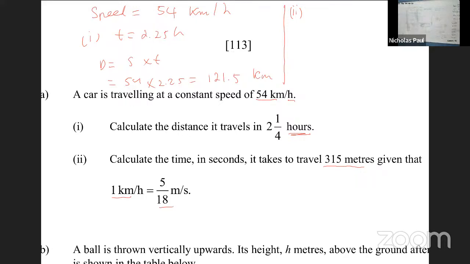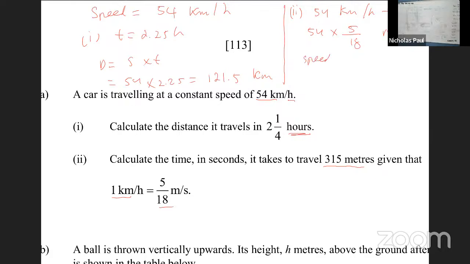315 over 500. No, that 5 on 18 is telling you that for every 1 kilometer per hour, Elena, it is 5 on 18 meters per second. So basically what they're asking is to convert the kilometers per hour to meters per second. So you have to take the 54 kilometers per hour and convert it to meters per second. And they told you how to do it. Multiply by 5 on 18. So 54 times 5 on 18. That'll be the value in meters per second.